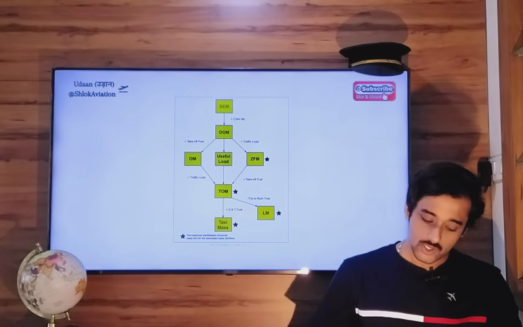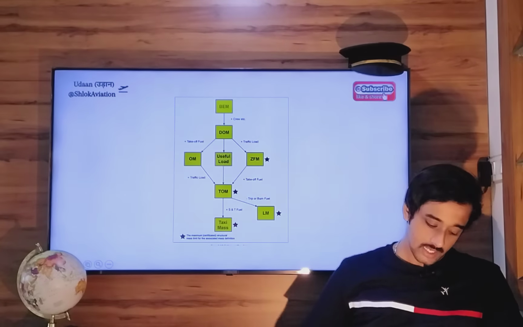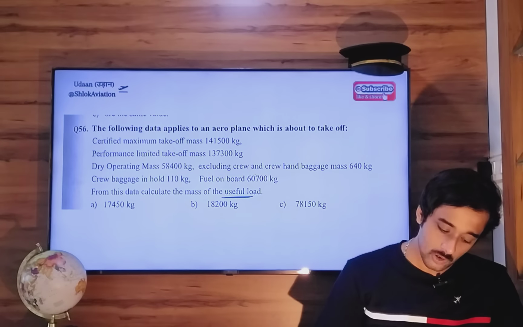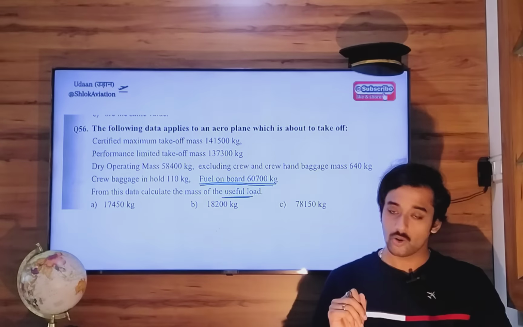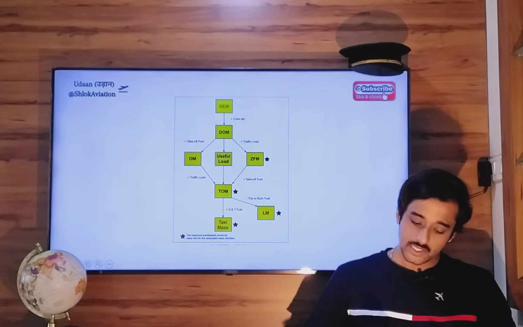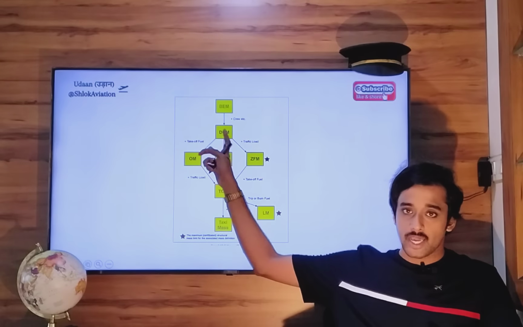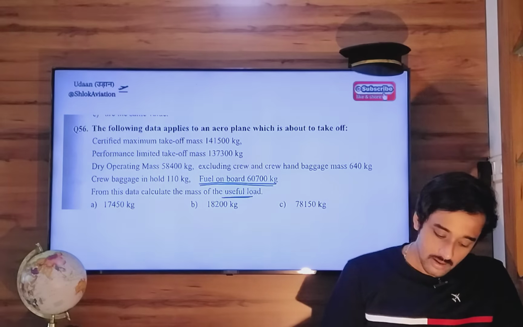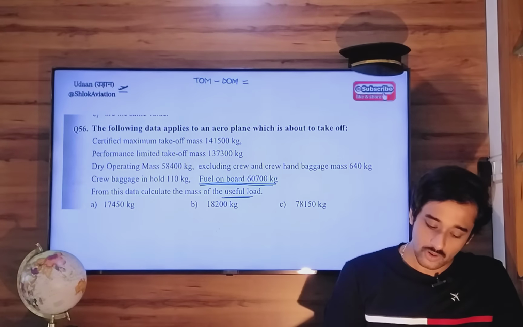Okay, so useful load equals takeoff fuel plus traffic load. Now in this question, we have takeoff fuel or fuel on board, and plus traffic load or payload. But we do not have payload or traffic load in this question, so we cannot use this formula. So the remaining formula: useful load equals TOM minus DOM, takeoff mass minus dry operating mass.